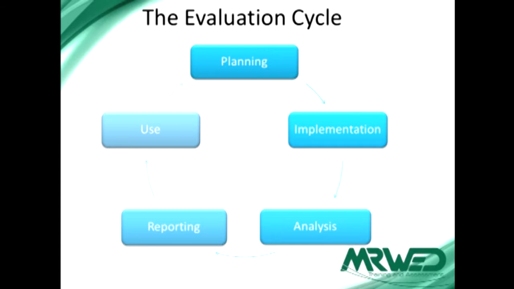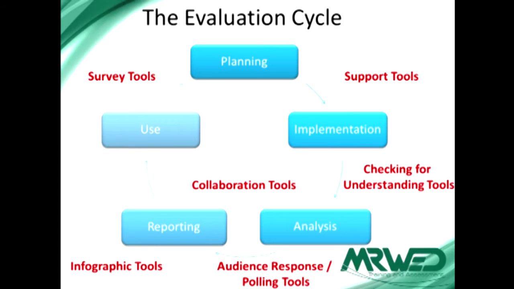Now, the tools that we're going to be looking at today, we've put them into 6 categories. And you can now see them up on the slide. They don't correspond perfectly to the 5 parts of the cycle. I've tried to put them in areas where they might be used most often, but that's not necessarily the case. And you can see the 6 types of tools that we're going to be looking at today. Support tools, checking for understanding, audience or response or polling tools, collaboration tools, survey tools, and infographics.